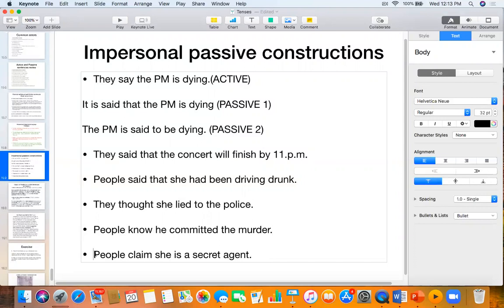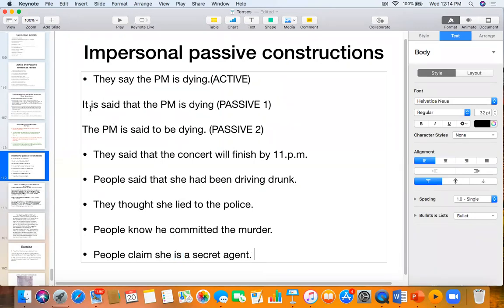Now let's look at this one. People claim she is a secret agent, a spy. It is claimed that she is a secret agent. She is claimed to be a secret agent. Yes, she is claimed to be a secret agent.